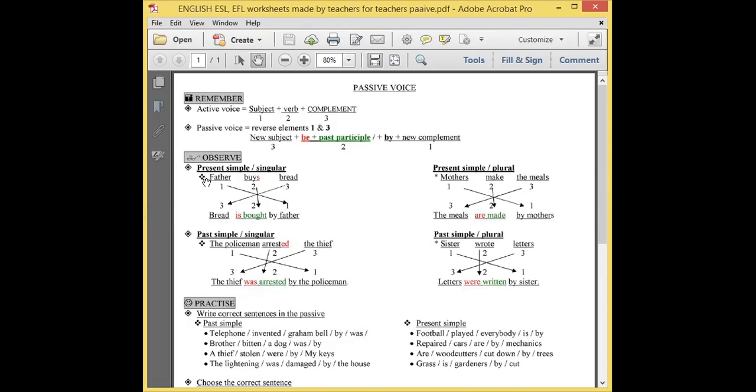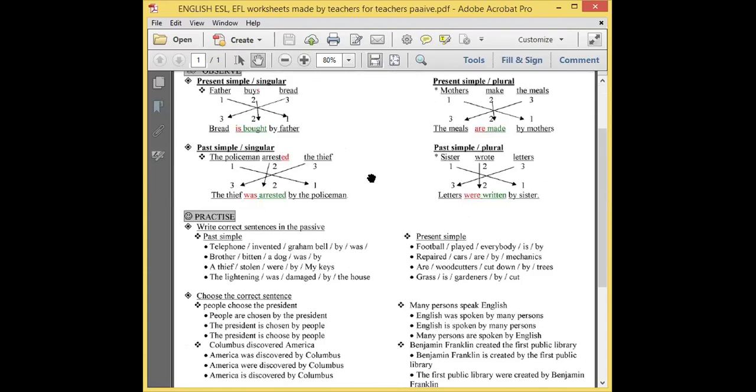Like here are some examples. Father buys bread. We change the order, it becomes bread is bought by father. Here we have a plural subject, mothers make meals. The meals are made by mothers, right? And here past simple, the policeman arrested the thief. We change the order, it becomes the thief was arrested by the policeman. Sister wrote letters. Letters were written by sister. So in the passive voice, the focus is on the object of the original active sentence, right?